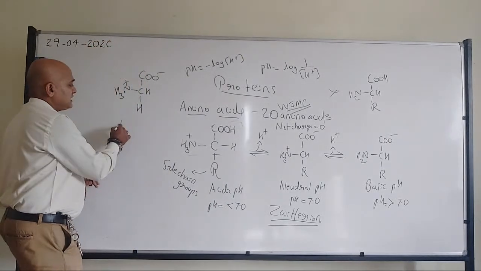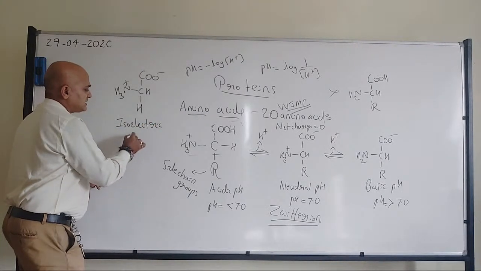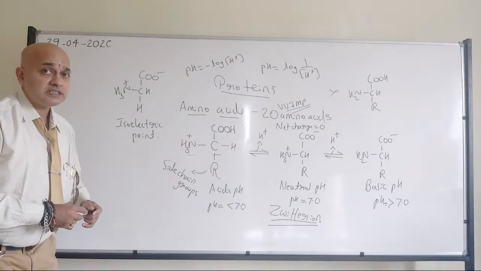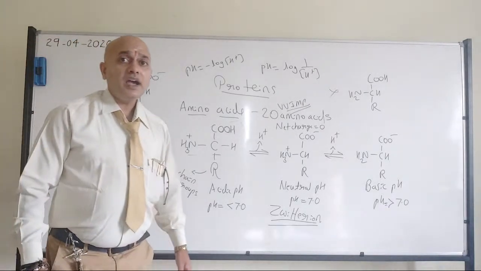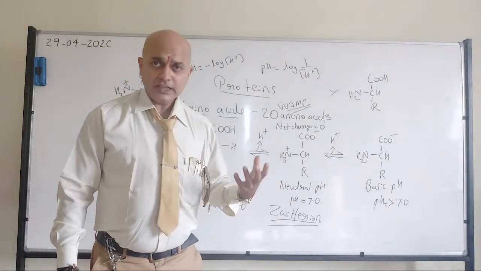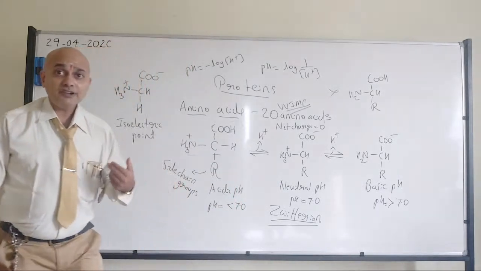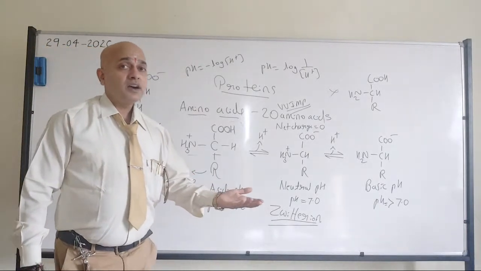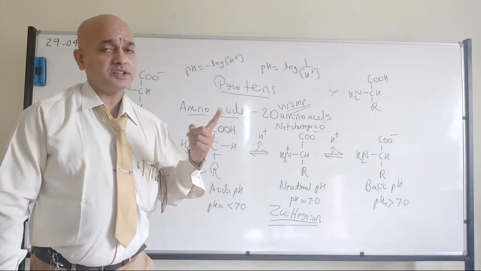Another word here is isoelectric point. It is also related to the zwitterionic structure only. Now, isoelectric point means I am talking about the pH. It is a value. Value of what? Value of the pH. Now I will define. Isoelectric point is the pH at which a given amino acid will be in its zwitterionic form.